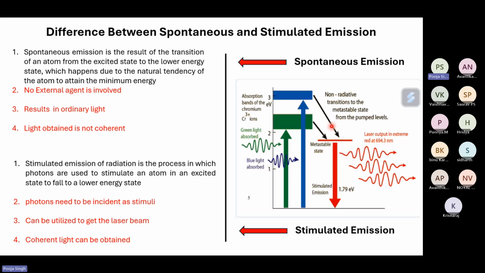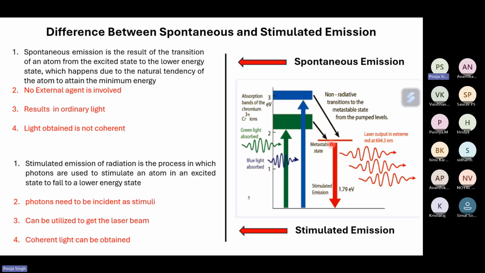And why is it occurring? Because they found some other state near the higher energy state level, and that's why the electron is more stable in the metastable state. So the electron is more stable in the metastable state. These excited state electrons will prefer to go into the metastable state. That's why we call it a non-radiative transition.